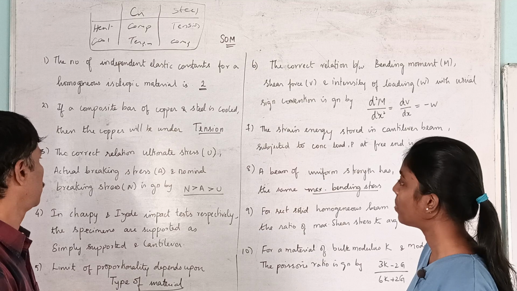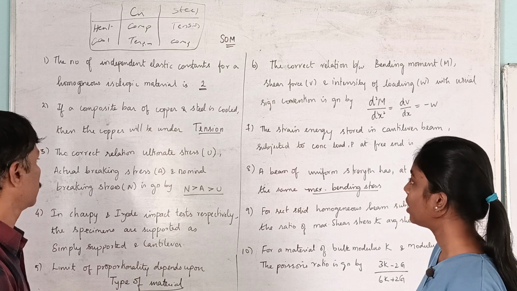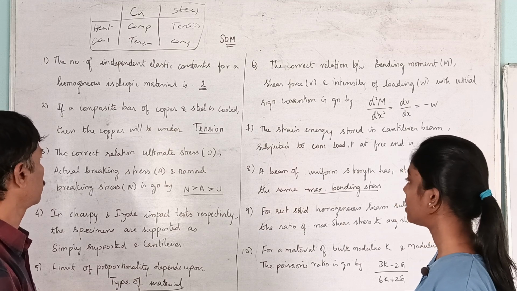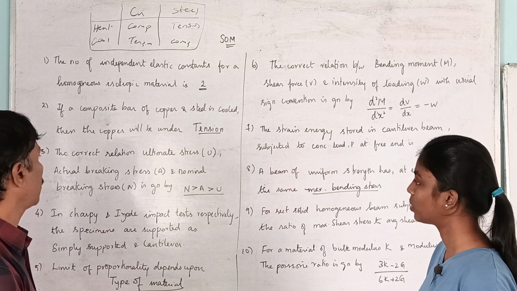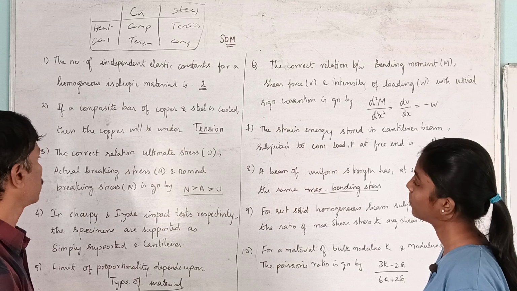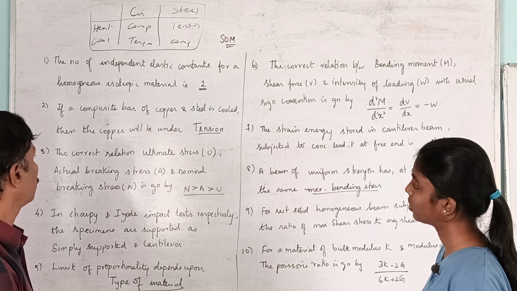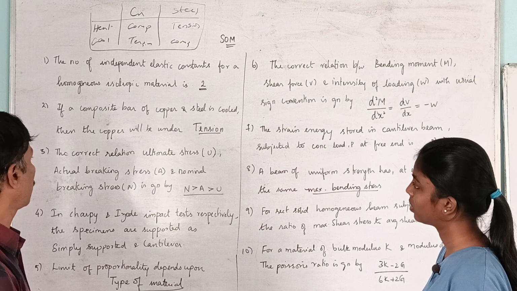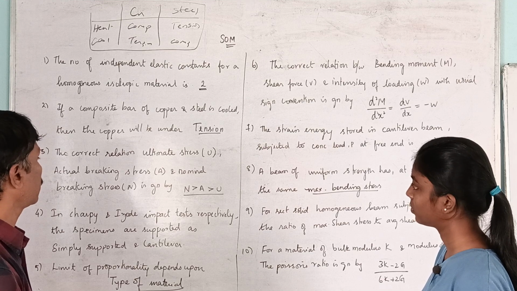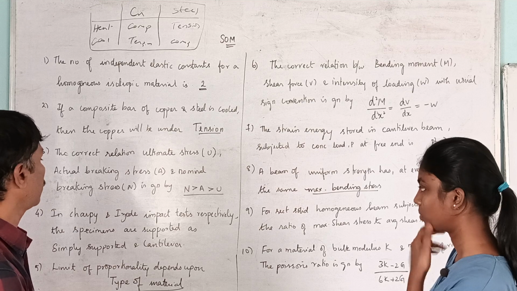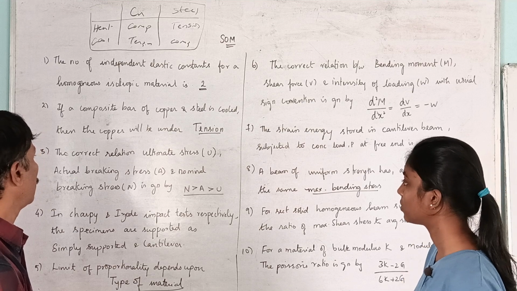The correct relation of ultimate stress U, actual breaking stress A and nominal breaking stress N is given by N is less than U is less than A.